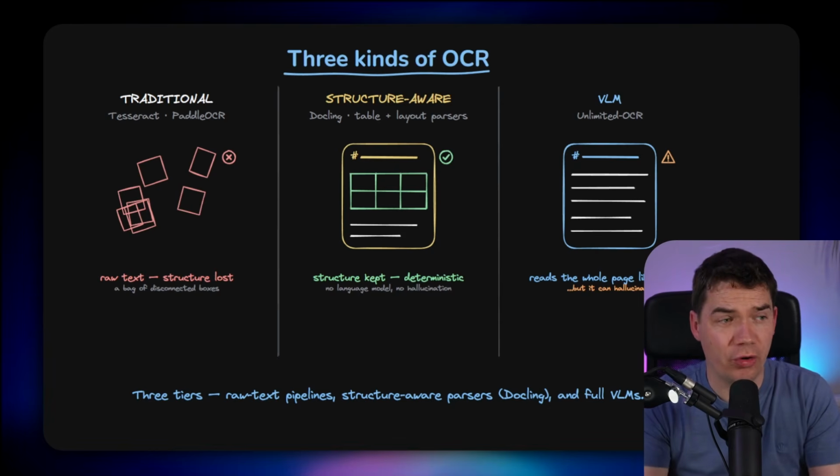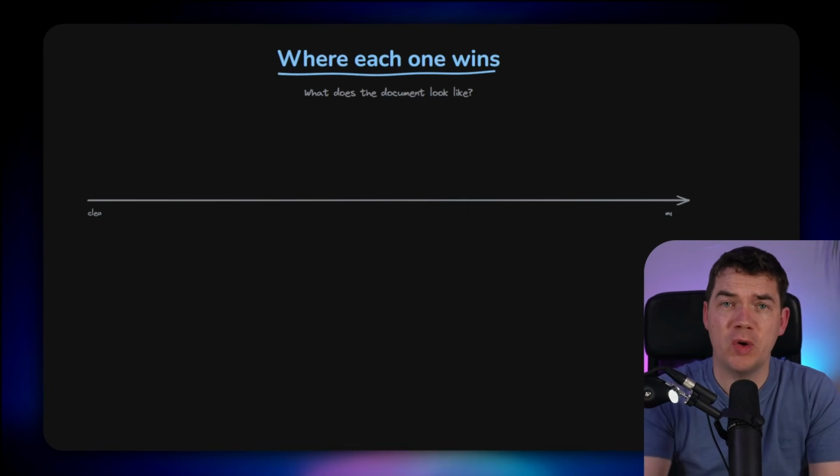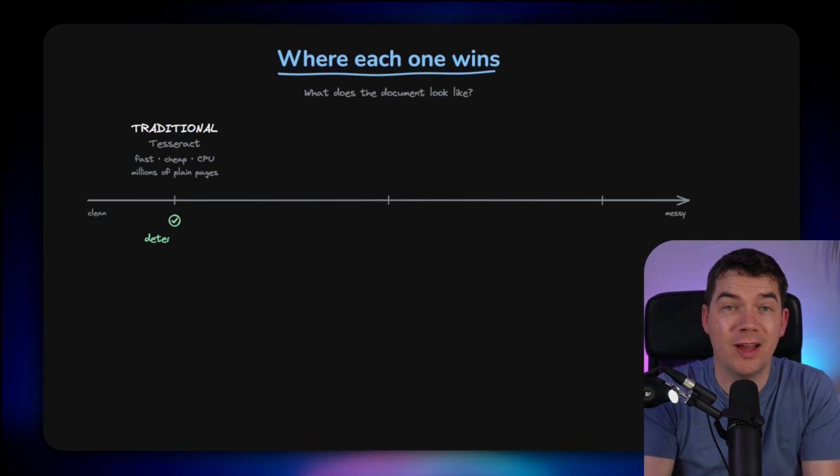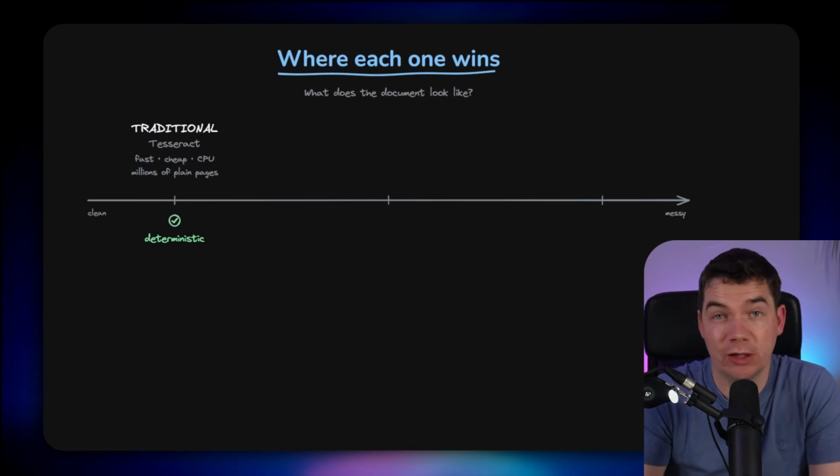And the reason it's worth drawing this out is that these 3 approaches are still very much in use. It isn't really a story of VLMs replacing traditional OCR or structured pipelines. It's more that you have different options depending on the use case. So if, for example, you have lots of clean, simple pages, then traditional OCR is still the right call. It's faster, it's cheaper, it can run on a CPU, it's deterministic, so you get the same answer every single time.